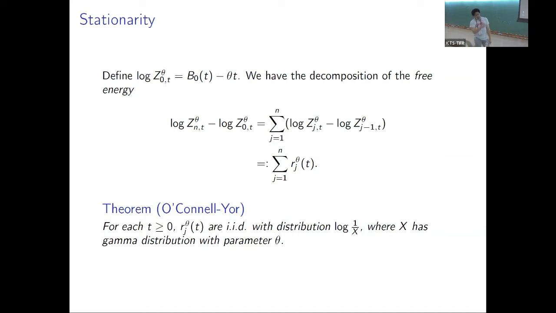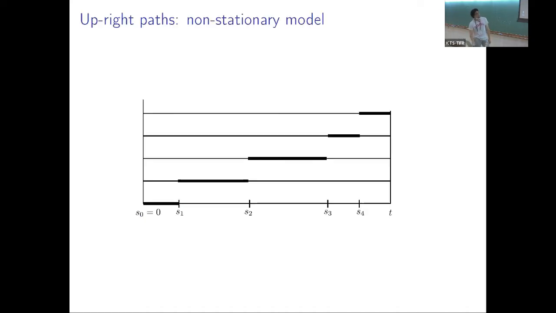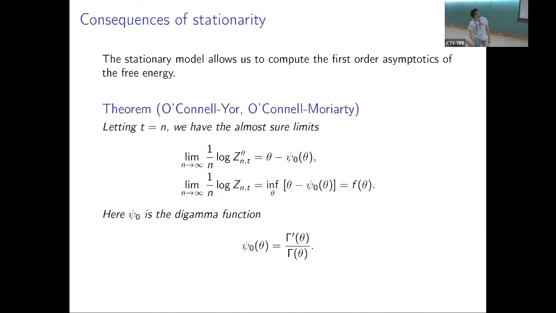And this is true for every t. So in that sense, it's stationary. Okay, so these are the pictures again. Because of the stationarity, because you can represent log of z and t as a sum of IID increments plus Brownian motion, we can easily compute the first order limit.